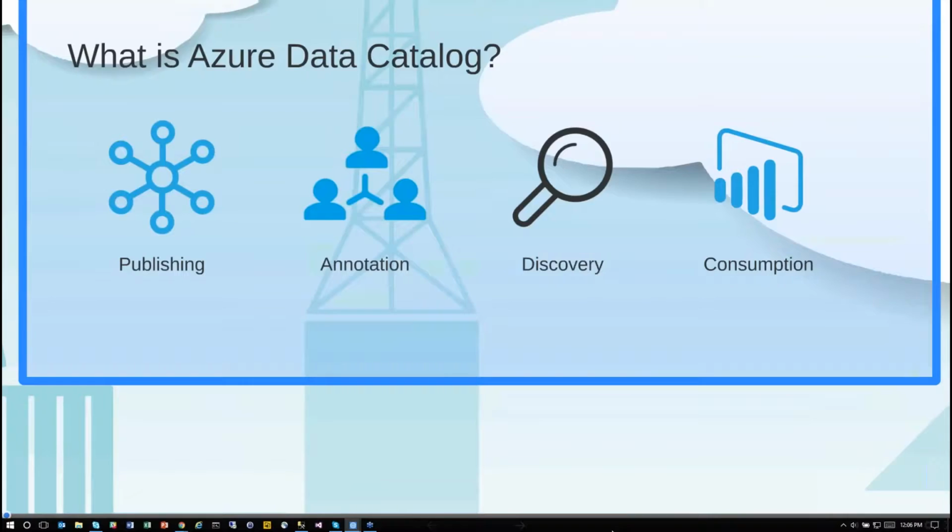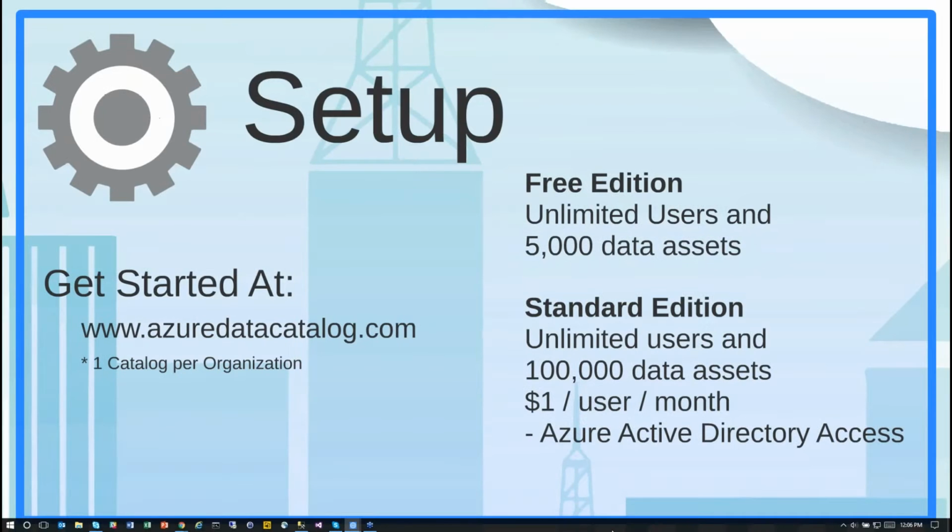All right, so first things first, let's take a look at publishing, or the setup. I'll take it back, set it up first. So the setup. If you want to set up Azure Data Catalog, you can go to azuredatacatalog.com, and we're going to do that in a second, and we're going to create our catalog. Right now, you get to create one catalog per organization. So if you've got a yourorganization.com, you get one catalog.